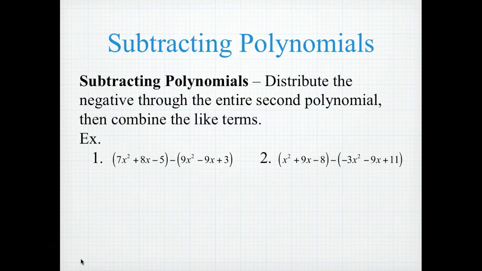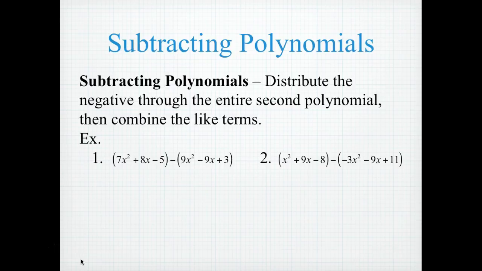And when subtracting polynomials, we first have to distribute the negative through the entire second polynomial prior to combining our like terms. So we have 7x to the second plus 8x minus 5. Now in this case, we're going to subtract 9x to the second minus 9x plus 3. So my first polynomial stays exactly as it is. My second polynomial has to get distributed by the negative sign.